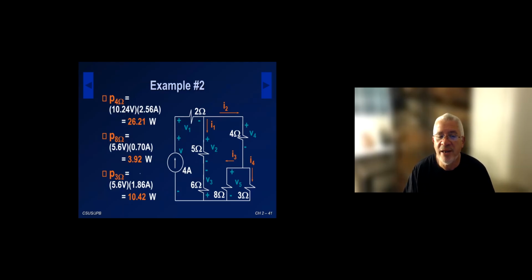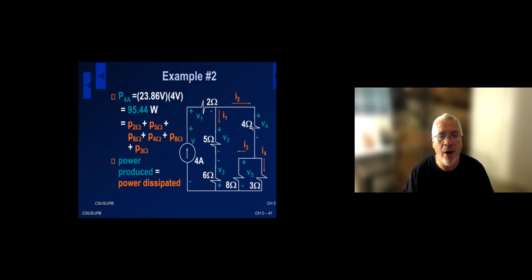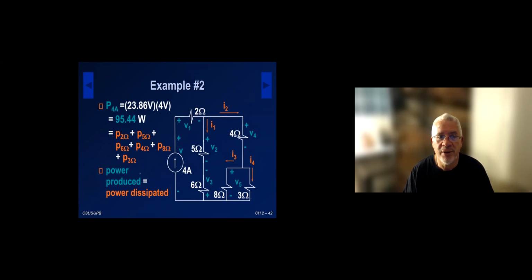To get the other resistors, nothing special here. And then, of course, we have to calculate the power for the 4 amp source, which is 4 amps, not 4 volts, multiplied by 23.86 volts. So it should be 4 amp in that equation. And we get 95.44 watts. And if we did things correctly, it should equal the sum of the power that the resistors dissipate. Power produced should be power dissipated.